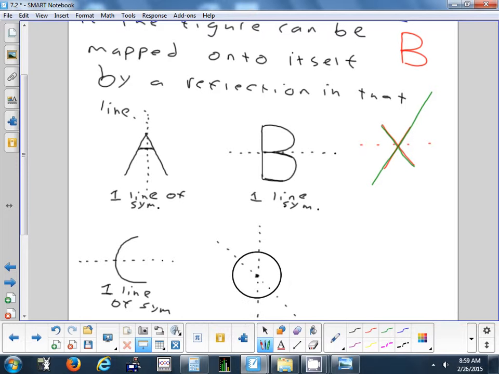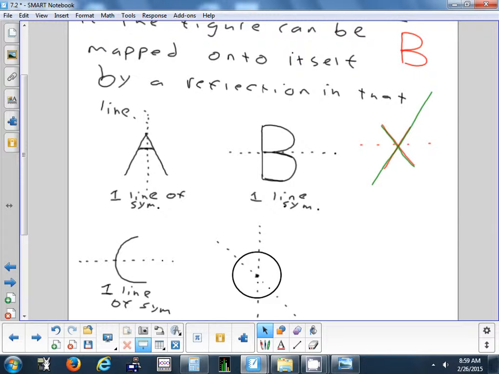How about an O? How can we find out how many lines of symmetry there are? There's no formula for doing it. It's more of a visual process. You have to look at an image and figure it out.